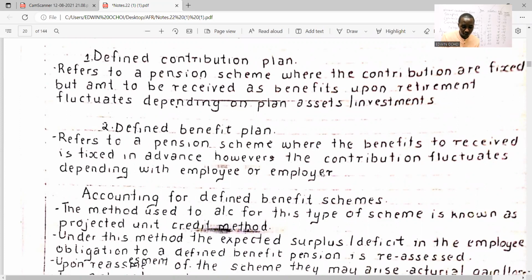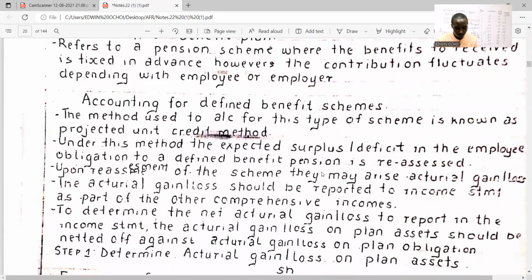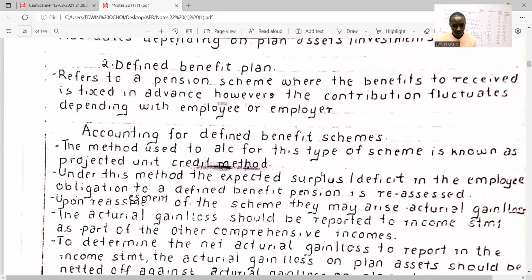So how do we account for defined benefit? That is what the questions will be driven from. We will drive questions from the defined benefits, because that is what the employee would be getting from the pension scheme, and what the pension scheme needs to account for. The benefits the employee is supposed to receive are always fixed in advance. However, the contributions fluctuate. So how do you account for that? There's a method known as the projected unit credit method, which is used. Under this method, the expected surplus or deficit in the employee obligation to a defined benefit pension is reassessed.